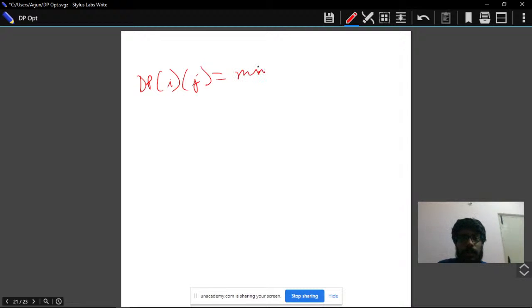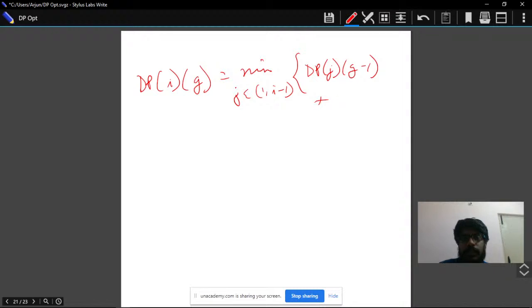And this is going to be nothing but min of, let's say g gondolas, so it's min over j ranging from 1 to i minus 1 of dp[j][g minus 1] plus cost of j plus 1 to i. Basically, the last gondola you're saying is from j plus 1 to i. So dp[j][g minus 1] plus cost of this, and you want the min over all of these. Pretty easy, nothing very hard.